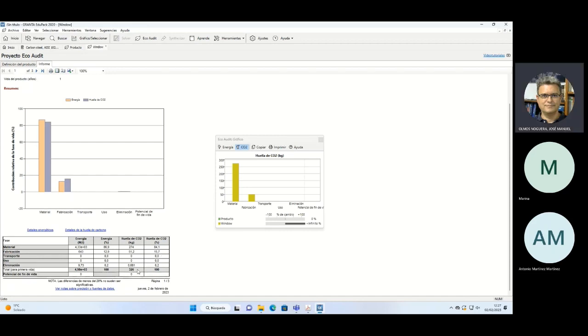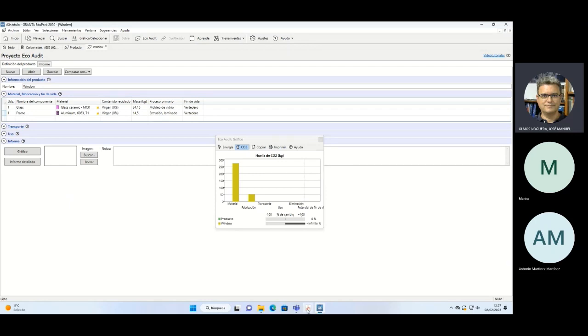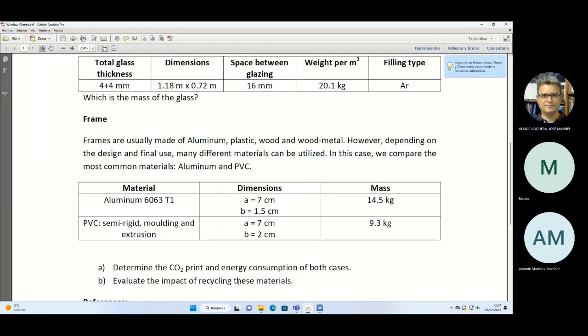Can you explain to me why, if we just say that we are not going to recycle or to do anything with the window, why we have here this carbon footprint with the end of life? You have to take the window to the landfill. Yeah. Okay. So I made some questions here. Can we evaluate the impact of recycling these materials? Yes. How? Ideas.